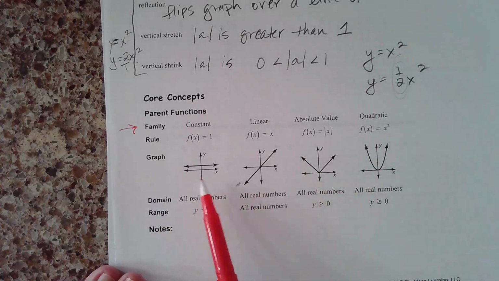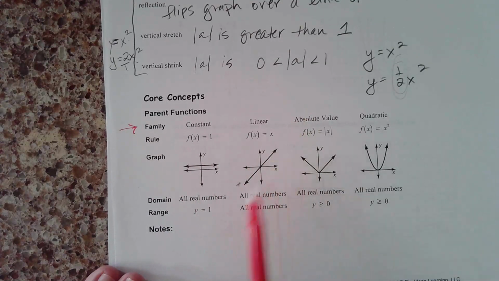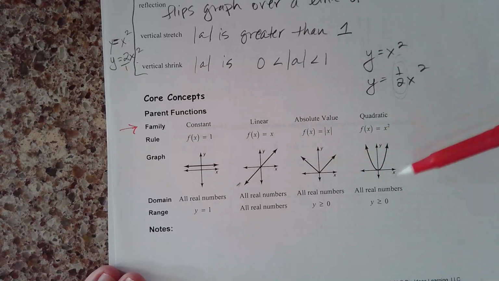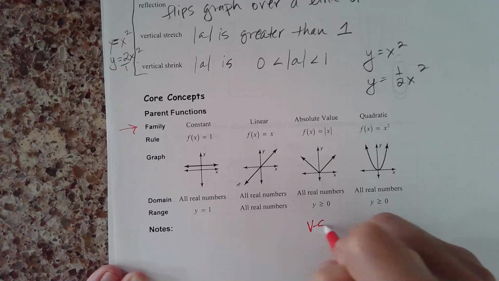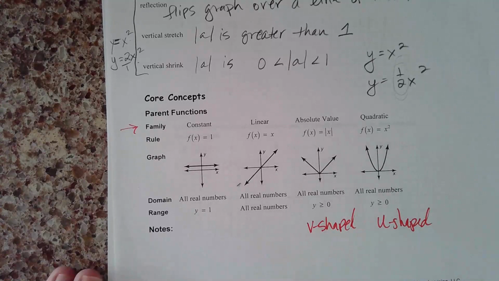Now, if you look at the graphs, a constant number is just a straight horizontal line. So if it's f of x equals 1, it's a horizontal line through 1. A linear function, y equals x, just means there's no y-intercept. The slope is 1, so it's just a linear equation passing through the origin. Absolute value, what makes that one special, and I want you to remember some of the key words here, is that this is a V-shaped graph, and then a quadratic has that U-shaped graph. So you might want to write down V-shaped and then U-shaped for our notes under those two.